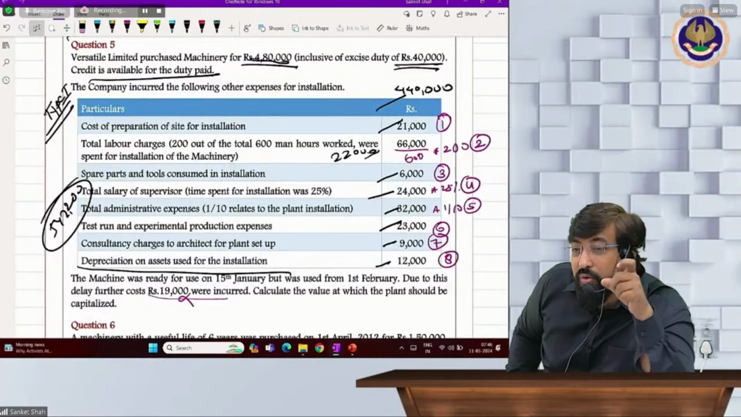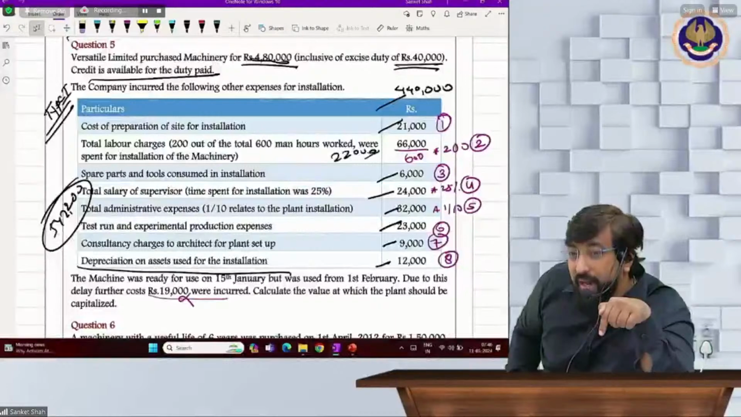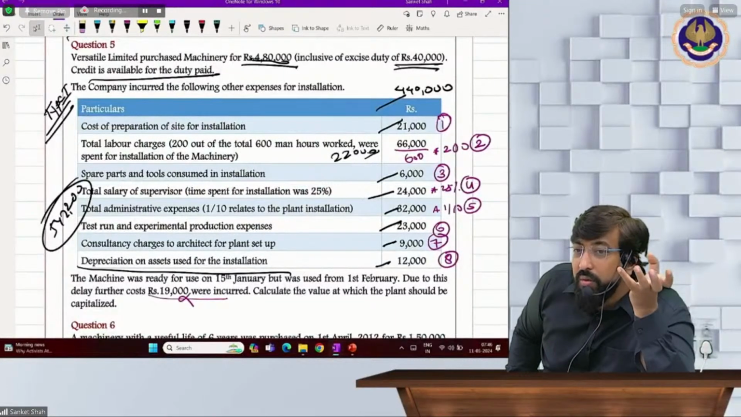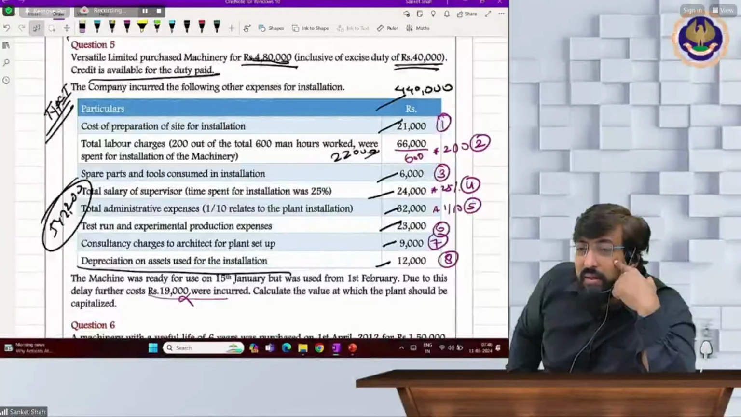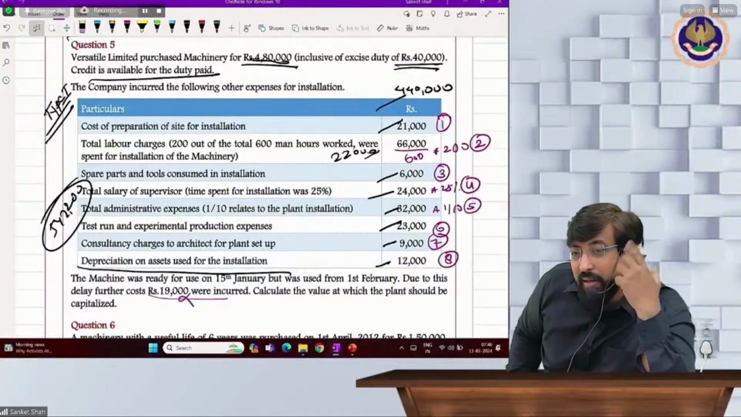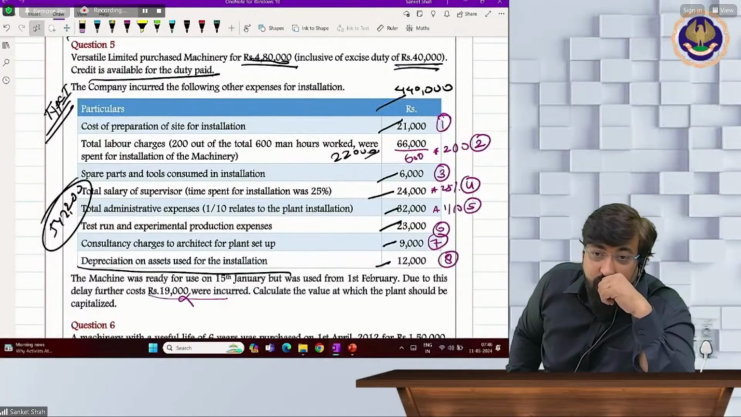Similarly, if you are using one asset for installation of another asset, the depreciation of that asset which you used for that other asset, you will charge to that constructed asset. Okay. And that is a part of our cost. This we have to include. Anupji, did you understand?